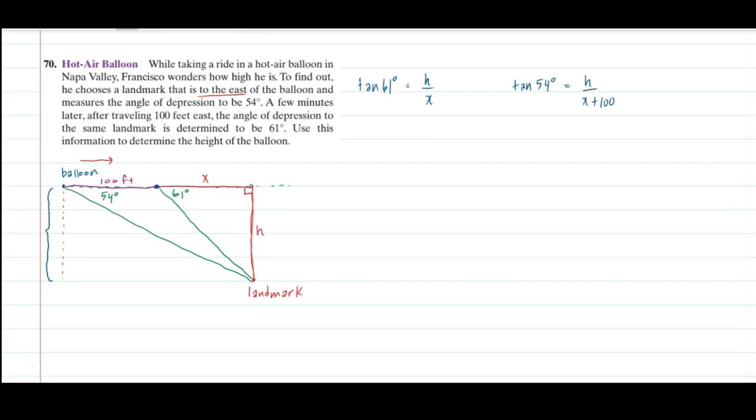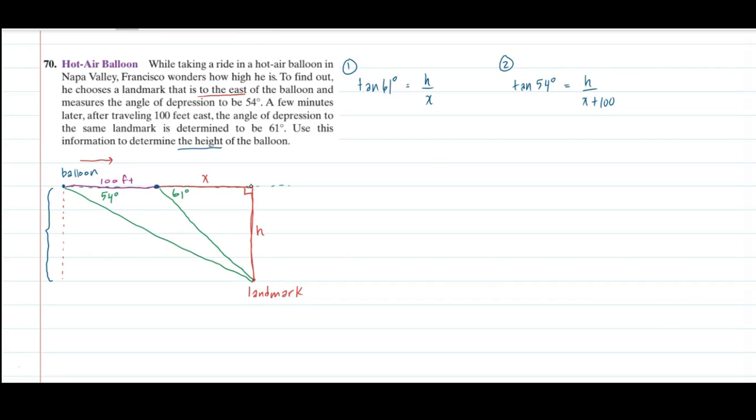Now we're going to set up a system to solve these equations. Remember, our whole objective is to find the height of the balloon. We need to somehow find the height of the balloon. So let's call the first equation number 1, and the other equation number 2.